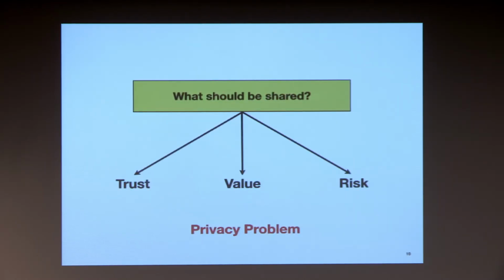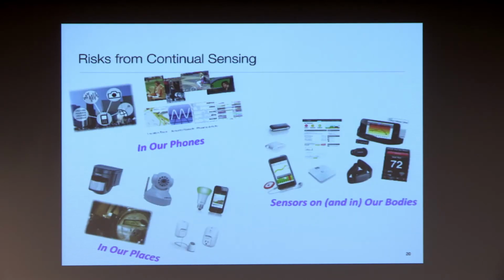And that really boils down to fundamentally an issue of trust, the value you derive from sharing, and the risk you are taking by sharing. And that's at the heart of the privacy problem. All these three things kind of matter.